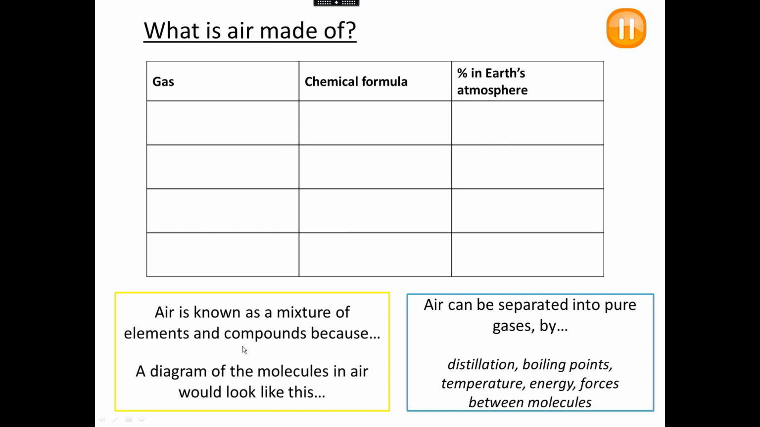Then explain why air is known as a mixture of elements and compounds, and maybe do a little sketch, do a little diagram of what the molecules in air look like. Then the extension, how do we use distillation to separate air into pure gases? Pause the video for as long as you need and put your best effort into this work, please. Good detail in your answers. And then in a few seconds' time in this video, the answers will appear. But don't look at the answers until after you've tried to do your own work, please. Go for it, Year 7.